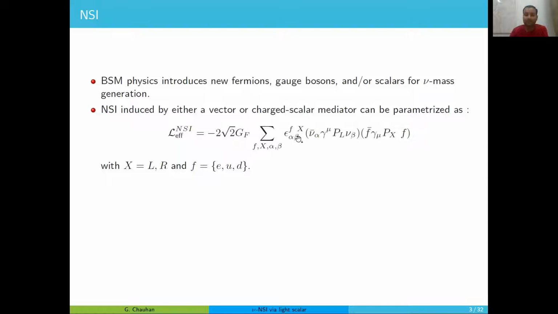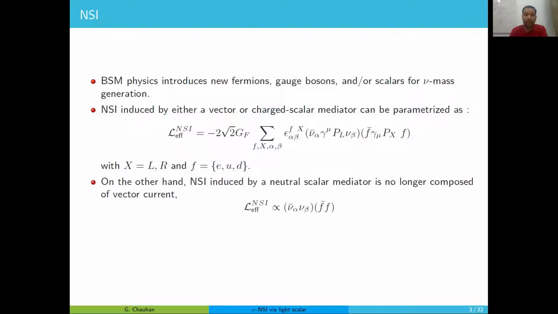And here the strength of the new physics is parameterized by this parameter epsilon with the subscript alpha beta, depending on these two flavors of neutrinos, and the fermion F. And this X denotes the chirality operator, left-handed or right-handed. So this is what is called vector NSI. And this has been studied very widely in literature and is the main focus of the NSI field.